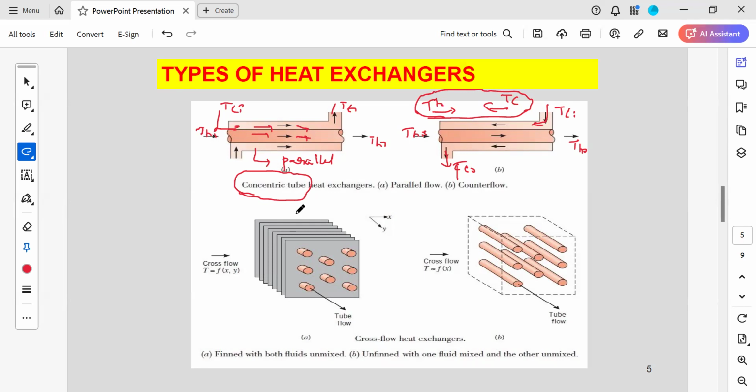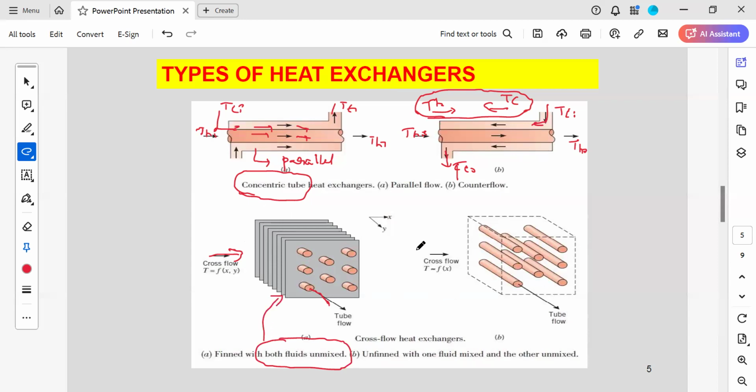Next one is here, where both hot fluid and cold fluid travel at 90 degrees. This is traveling in this direction and the tube flow will be in this direction. Both will be at 90 degrees. That is called a cross flow heat exchanger. Here the fluid will be separated by means of plates. Here the fluid is separated by means of tubes. That's why both fluids will be unmixed type.